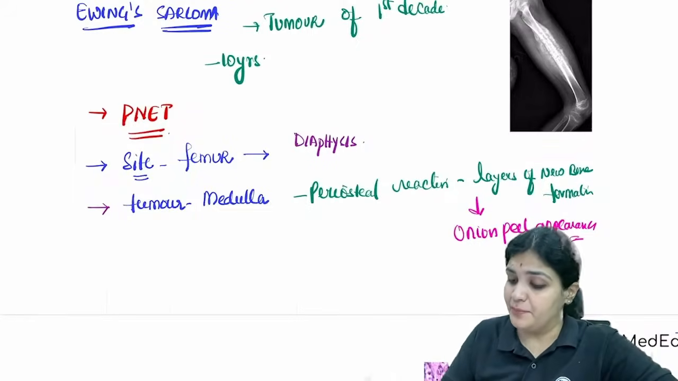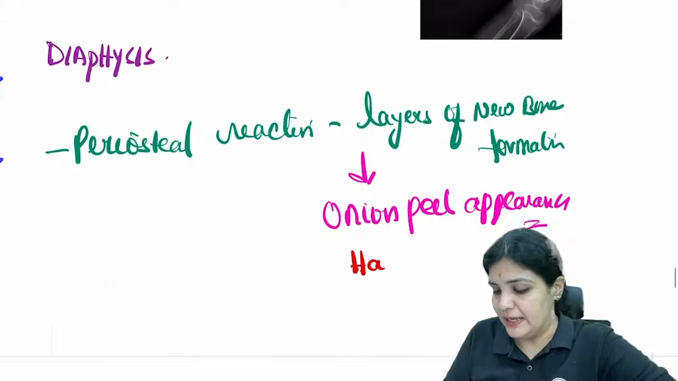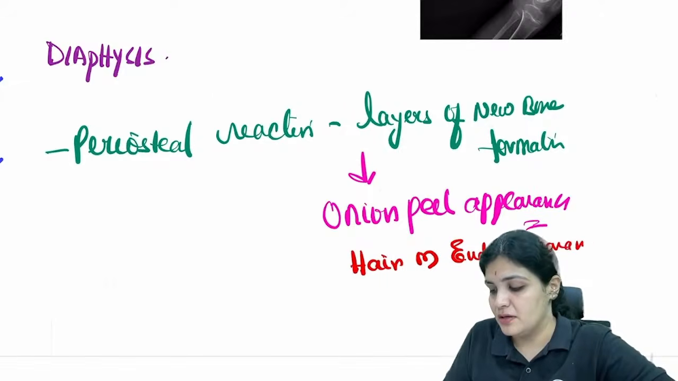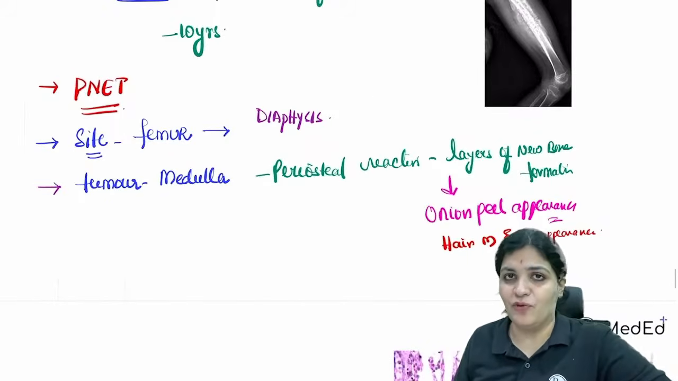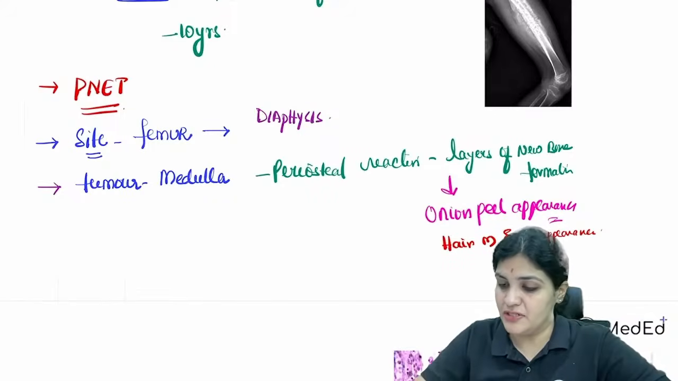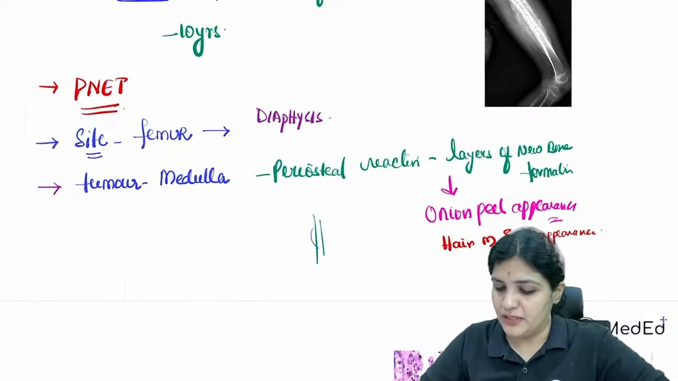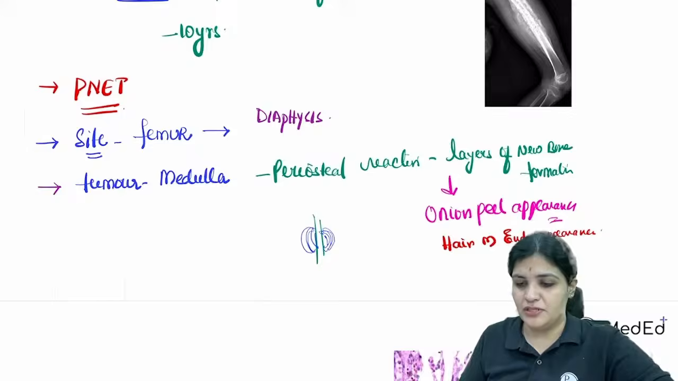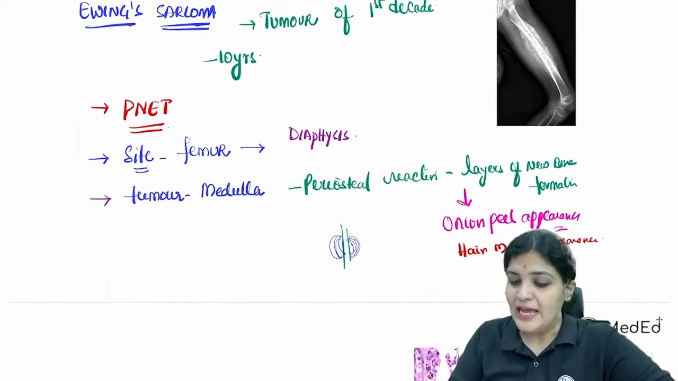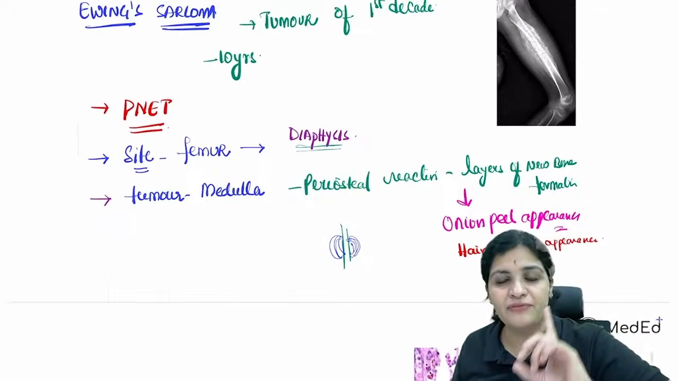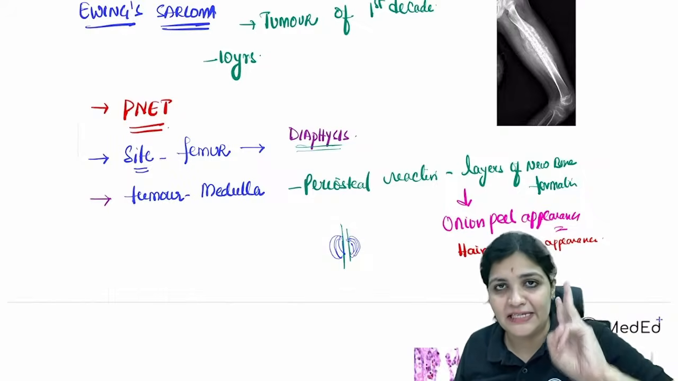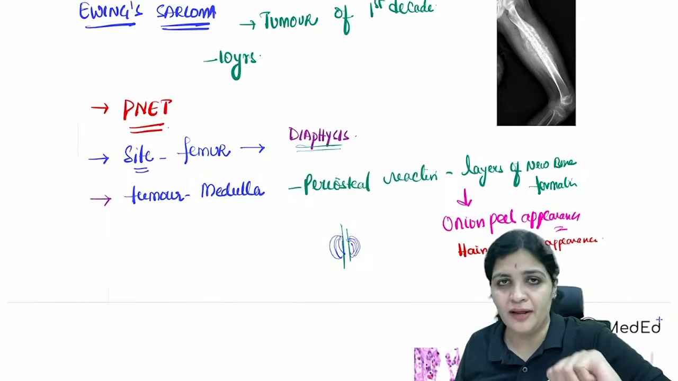And another interesting feature is, sometimes this is present as a hair on end appearance. This is the periosteal reaction. The X-ray we see is the onion peel appearance. So if this is the tumor, now you see there are multiple layers of new bone formation. This is seen as your onion peel appearance. This is very classic for your Ewing's sarcoma, and I have told you that this occurs mainly in the diaphysis, right? So what are the important things you will remember? First, it is the tumor of the first decade. The tumor origin is PNET, the site is diaphysis. The most important thing is the periosteal reaction, right?